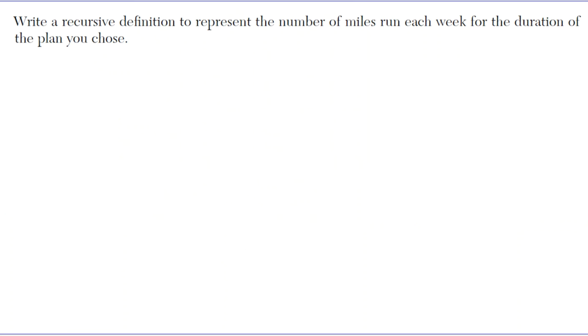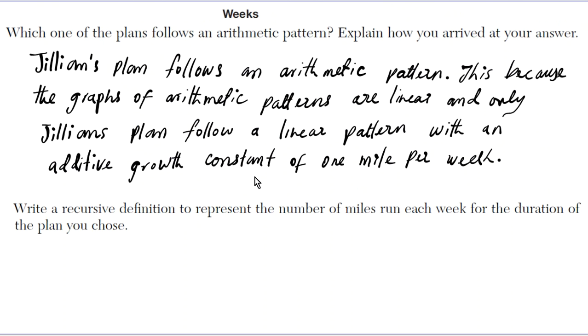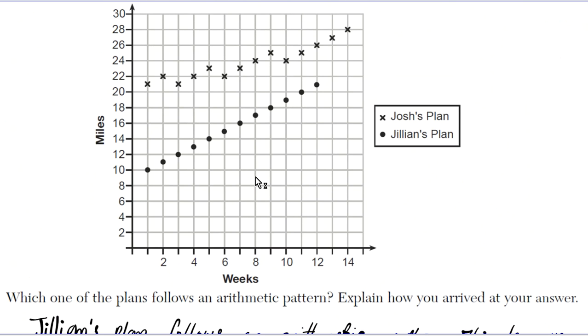Alright, let's take a look at the next part of question 24. It says, write a recursive definition to represent the number of miles run each week for the duration of the plan you choose. Okay, so now if you take a look at both patterns, both plans, there are patterns manifesting themselves. If you look at Josh's pattern, you notice you go up 1, 2, right, and then down 1, and then you go up 1, 2, 3, down 1, and then 1, 2, 3, 4, down 1, and then 1, 2, 3, 4, 5. There is a pattern going on here. And then in Jillian's pattern, you just keep going on by 1.